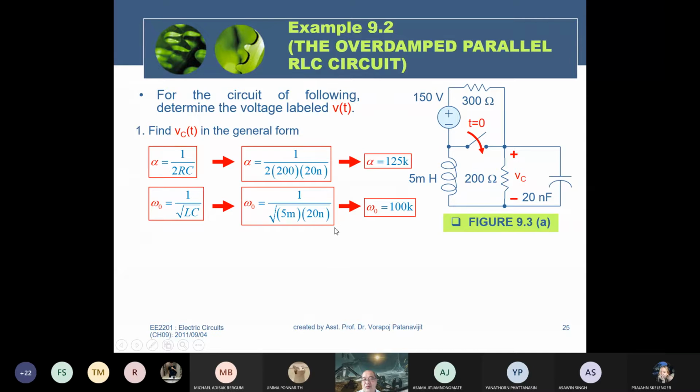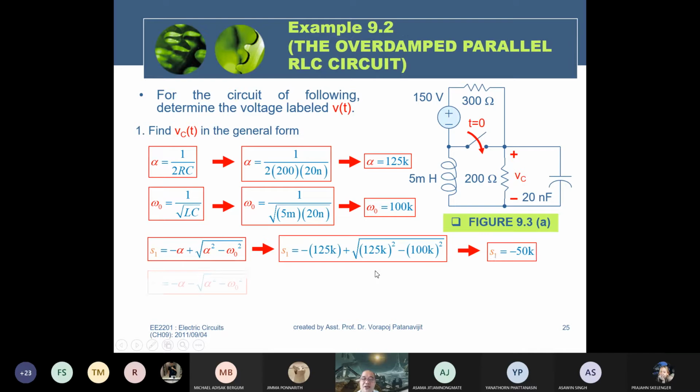You know L equals 5 milli, and C, the capacitor, equals 20 nano. Therefore, omega equals 100,000. You can see that in this case alpha is greater than omega. If alpha is greater than omega, it means it's the overdamped case.